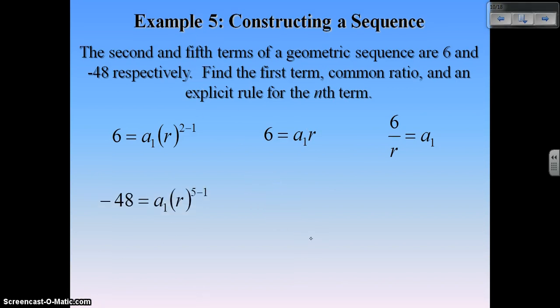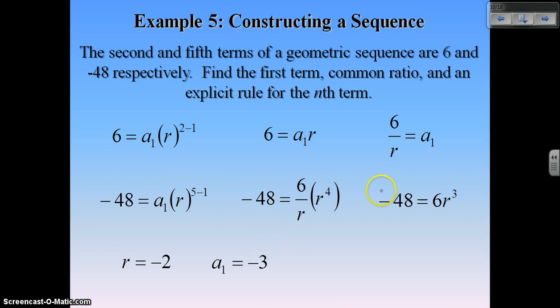Sorry, we had a little glitch in the program there. Here's what we have. Now, I'm going to simplify this, ladies and gentlemen. 5 minus 1 is 4. And remember, I solved for a sub 1 a moment ago. A sub 1 is 6 over r. So we now have this. And now it just goes to solve for r. So I simplify that r, and r to the fourth is r cubed. Divide by 6, which is -8. Take the cube root. Cube root of -8 is -2.